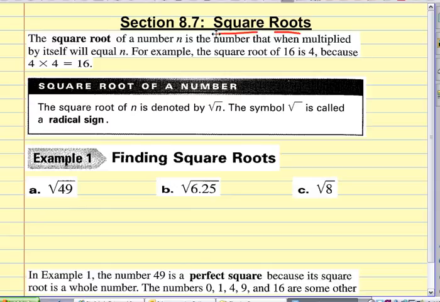Okay? Now, I'm going to talk about this for just a second. The square root of a number n, they didn't pick a number, they just said any number n, is the number that when multiplied by itself gives us n. Okay? For example, the square root of 16 is 4, because when I multiply 4 by itself, I get 16. Alright? Now, this is important.